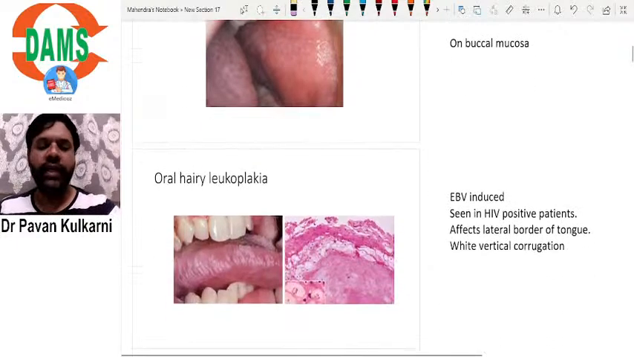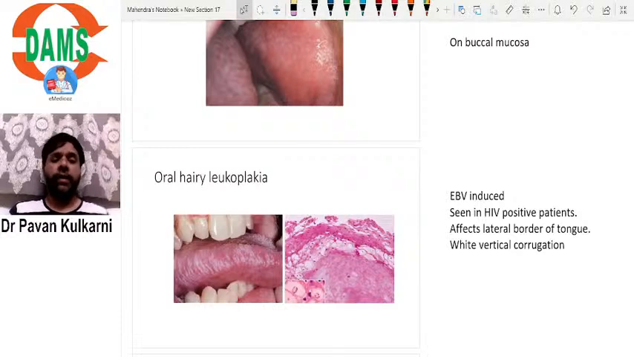Okay, the last one here is oral hairy leukoplakia. So this oral hairy leukoplakia is characteristically, or always, mostly, or not mostly, always seen in HIV positive patients. It is caused by Epstein-Barr virus and it has white vertical striations on the lateral border of the tongue. Okay, so that's about the viral infections.